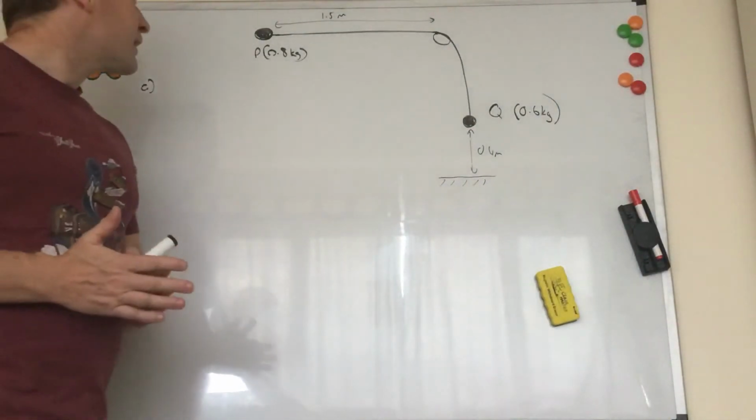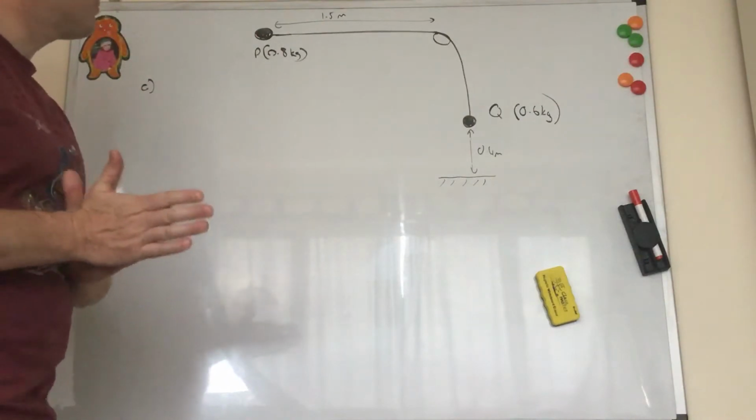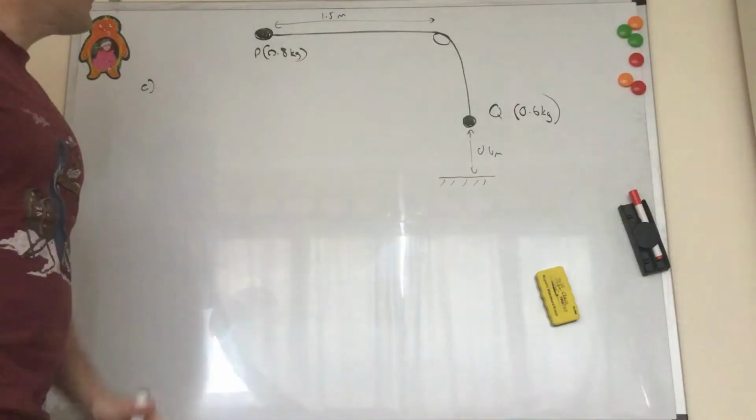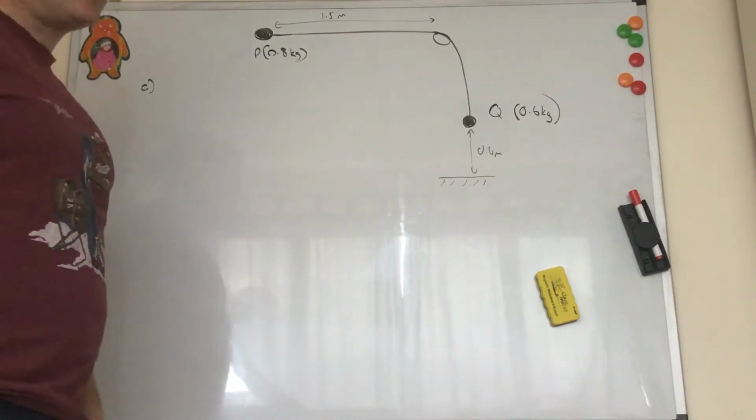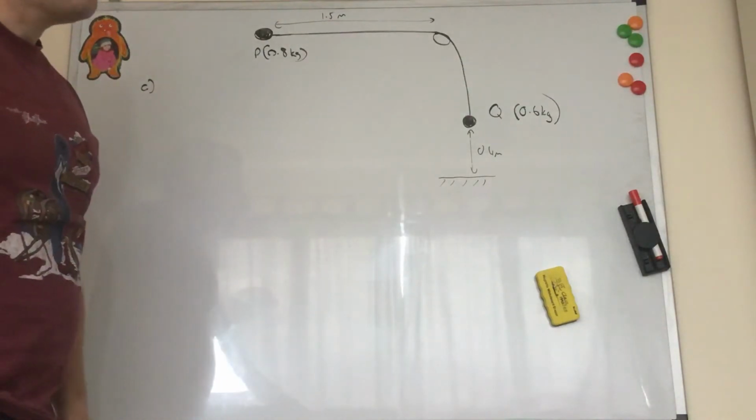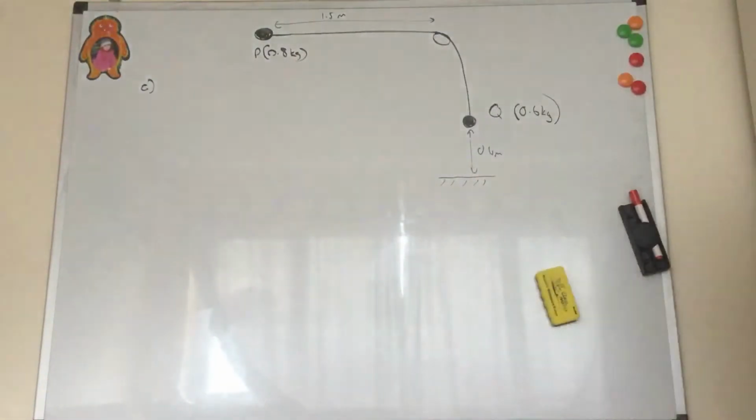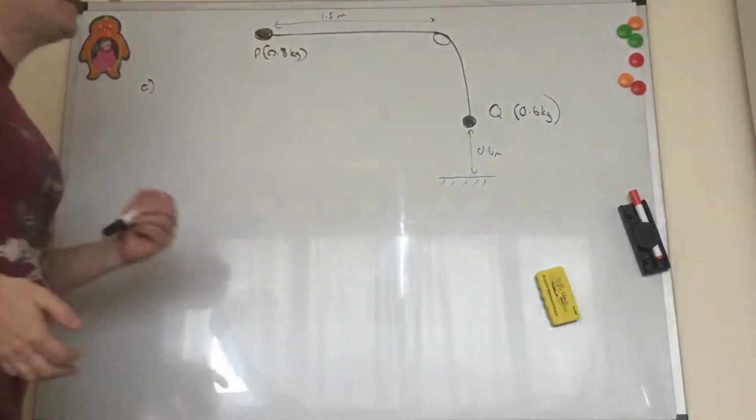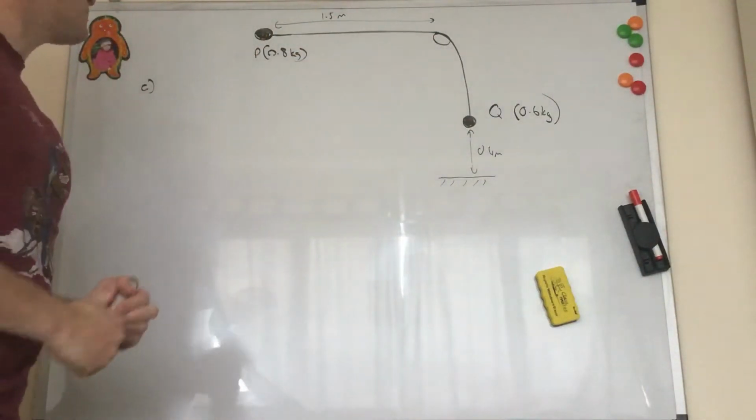Okay, question 2, pulley question. Standard Newton's third law with pulleys connected. The first question is to work out the acceleration of Q as it falls. The acceleration of Q and P will be the same because the string is inextensible.